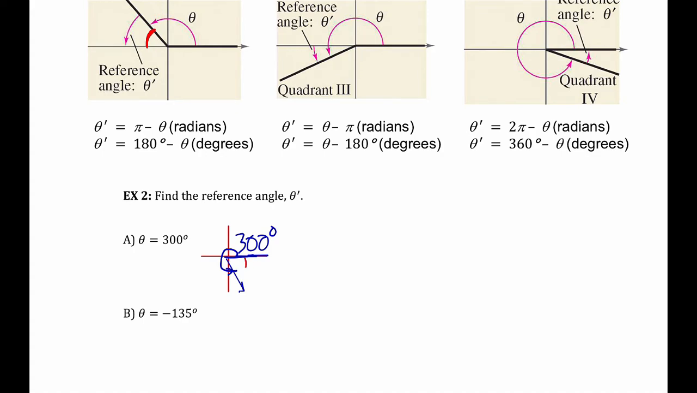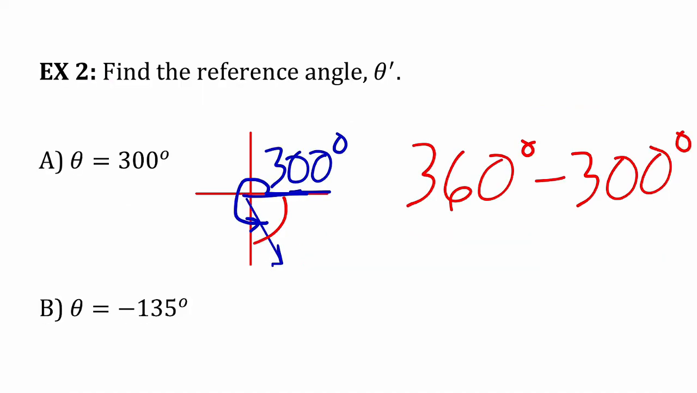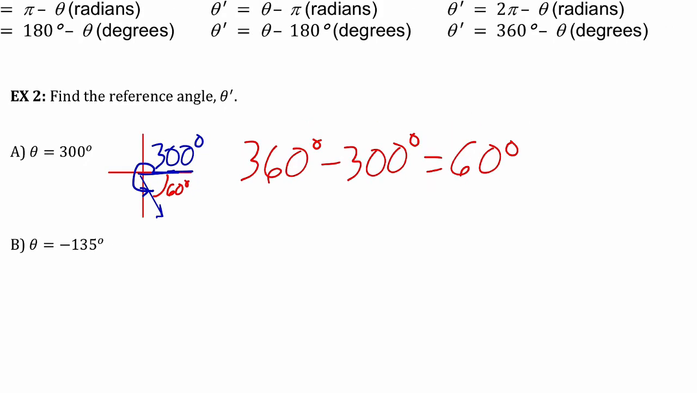The quickest way to go about it is to do 360 degrees, since we're in quadrant 4, minus 300, which gives us 60 degrees. So our reference angle is 60 degrees. The size of that small angle here is 60 degrees. It's an absolute size. Even though it's technically a rotation down, we're just going to keep them positive. So our reference angle is 60 degrees. I'm going to write that down as such: reference angle equals 60 degrees.